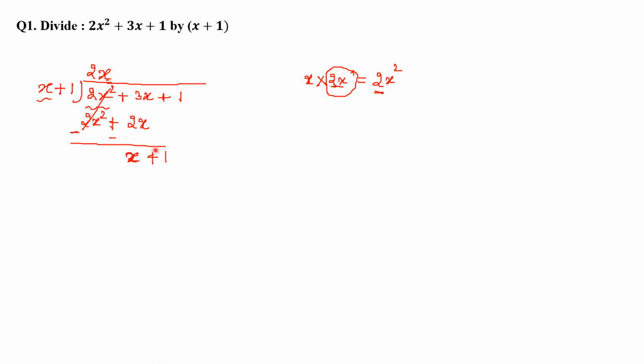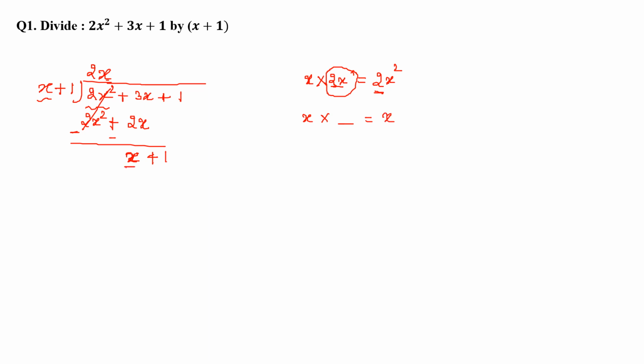Now the fourth step says consider the remainder. Now this is the remainder, and it will be my new dividend. And again I have to proceed as I did in the first, second and third step. So again I have to take the first term of the divisor and see what I should multiply it by to get the first term of the new dividend.